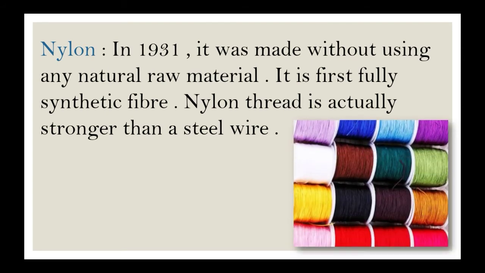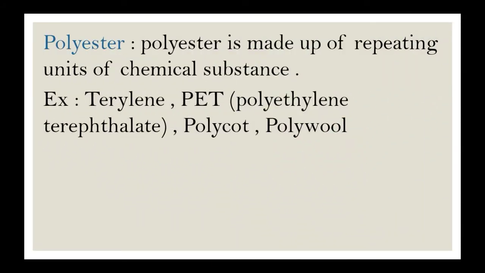Nylon thread is actually stronger than a steel wire, as it is used in the preparation of parachutes and ropes for rock climbing. Next, polyester. Polyester is made up of repeating units of chemical substances. Examples of the types of polyesters are terylene, PET, that is polyethylene terephthalate, and polycot and polywool. Let us see each of these examples.